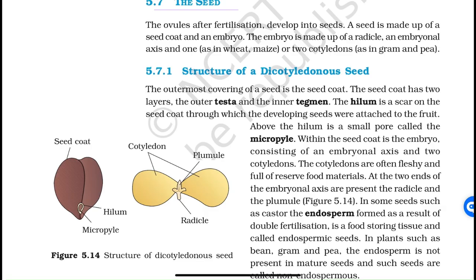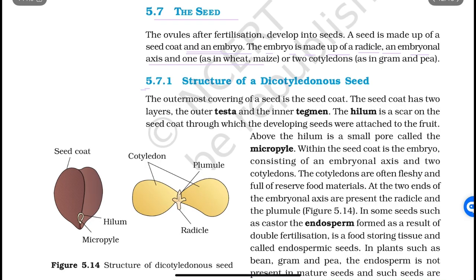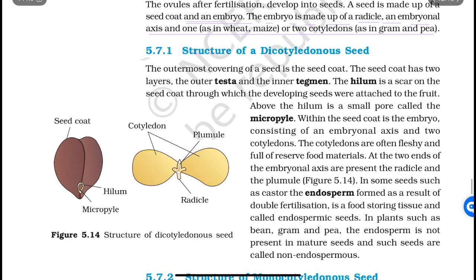The ovules after fertilization develop into seeds. A seed is made up of a seed coat and an embryo. The embryo is made up of a radicle, an embryonal axis, and one or two cotyledons, as in gram and pea. Structure of a dicotyledon seed.